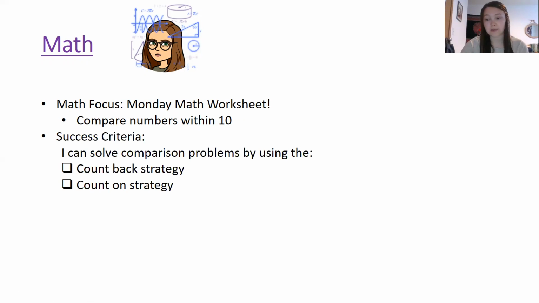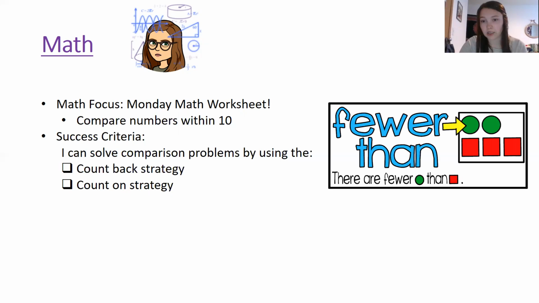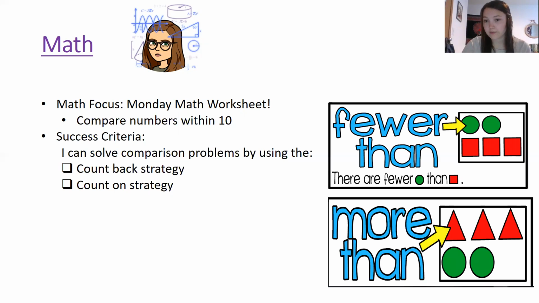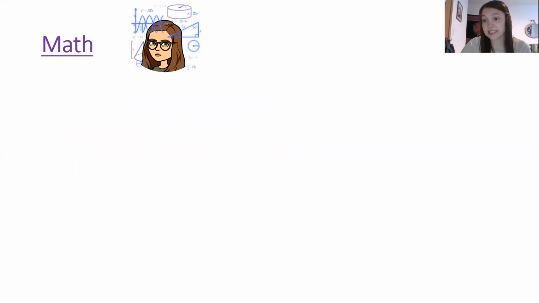So we worked on some comparison problems in the classroom this year, and there were some key words that we would focus on that would tell us these problems are going to be problems where we will be comparing by counting back or counting on. And those key words were fewer than or less than and more than. So I have an example problem that I'm going to show you, and I'm going to remind us how we can use those count back and count on strategies to help us compare and solve story problems.